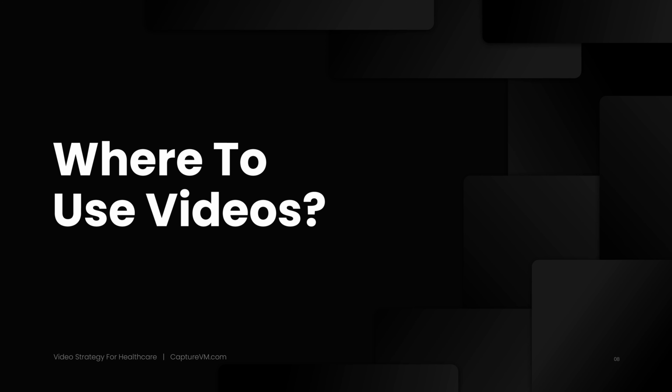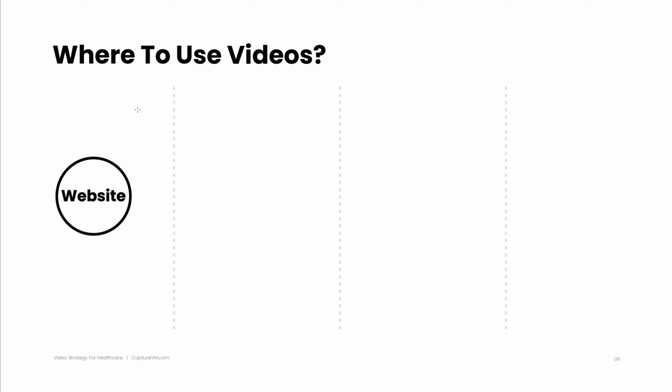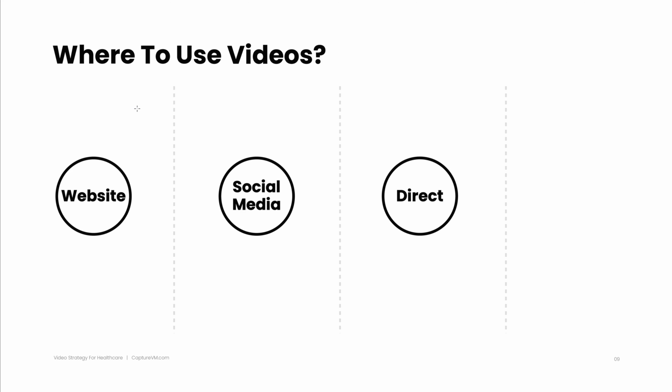The next question is, where do you use them, or how do you use them? For a hospital, there are typically 4 main types of communication channels: your website, social media, direct, and then offline. The way you're going to use videos on the website is typically by embedding them. You're going to use something like YouTube. Now, YouTube also is a social media, so this kind of covers both bases.